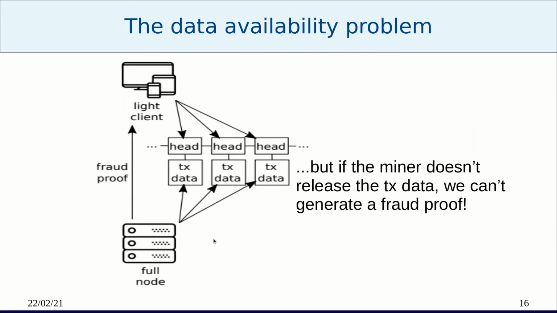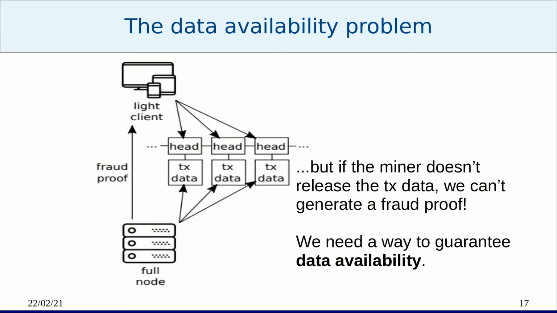Now, this all sounds well and good so far, but there's a massive problem with this. What could happen is that a malicious miner might come along and publish a valid block header that light clients download and accept as part of their chain. But the malicious miner might not actually publish the transaction data that corresponds to that block header. And if that transaction data includes an invalid transaction, then because they haven't published the data, a full node would not be able to download that data and generate a fraud proof. And therefore the light clients would have accepted the block header corresponding to invalid transaction data that is also missing.